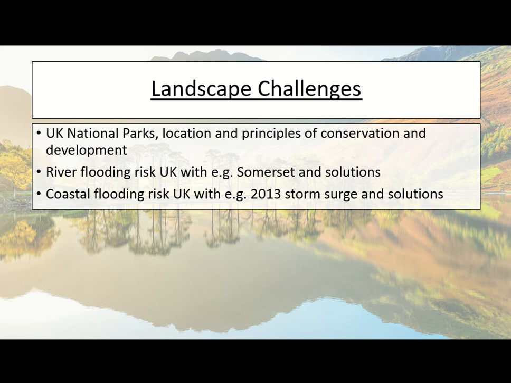Today's challenge is going to be landscape challenges. Within that we're going to be looking at the UK's national parks, their location and the principles behind their conservation and development, which are a little bit contradictory. We're going to be looking at river and coastal flooding risk in the UK with a couple of case studies, the Somerset Levels for rivers and the 2013 storm surge for coasts, and we're going to be looking at solutions to those types of UK flood risk.